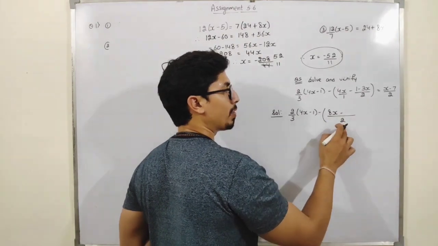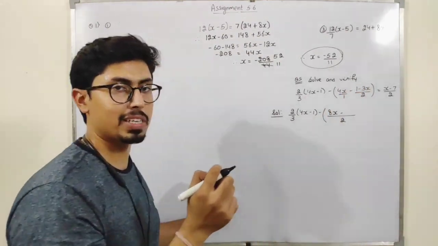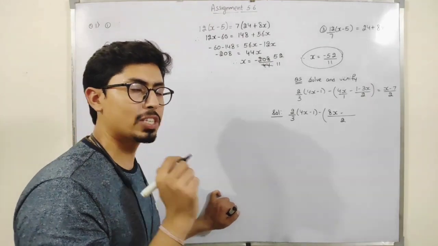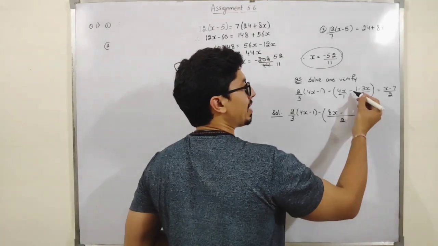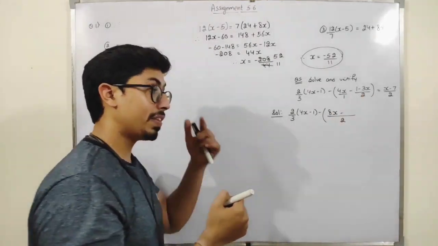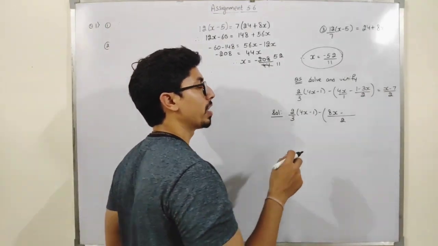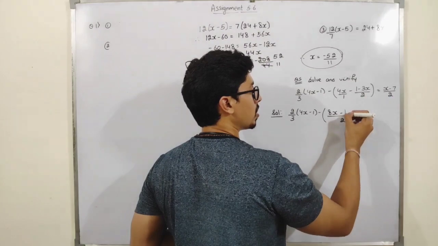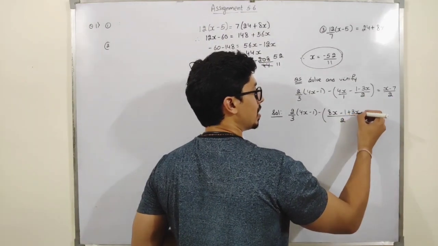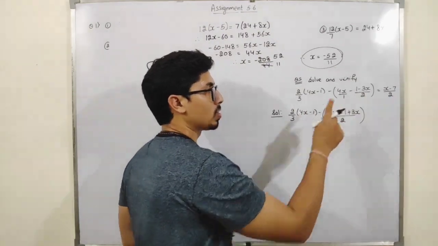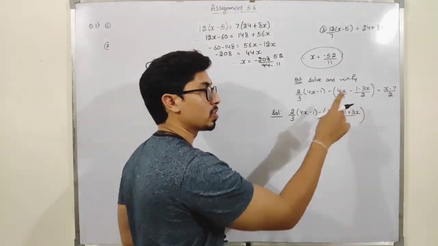2 divided by 2 is 1. When 1 is multiplied by 1 minus 3x, it will be 1 minus 3x. But students, we have a negative sign here. If we have a negative sign, that means we have to change the sign of the numbers. So it will be this. Okay, because outside we have a negative sign.